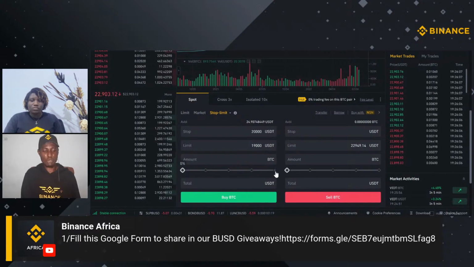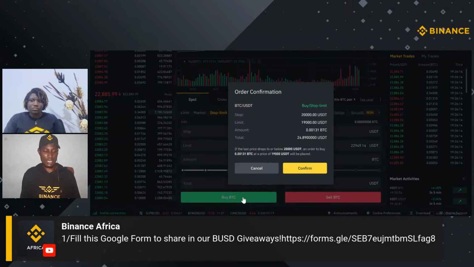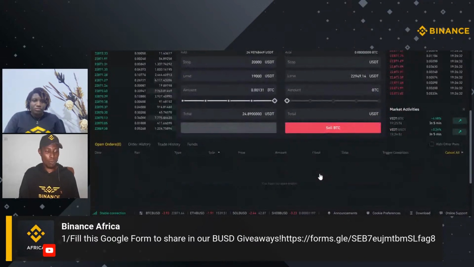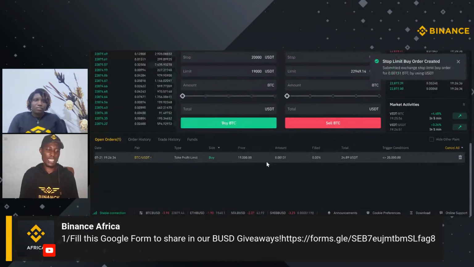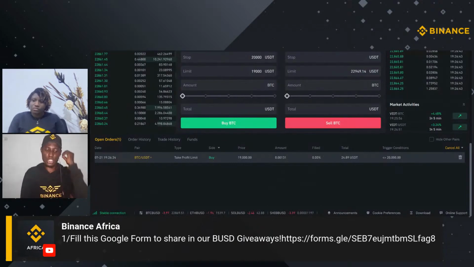So let me say I'm using 100% of my assets in my wallet. I'm using the 24.89 USDT I have in my wallet. So when I tap on buy now, you get a notification explaining it to you further. It says, if the last price drops to 20,000 USDT, an order to buy 0.00131 BTC at a price of 19,000 USD will be placed. So my order is not actually placed immediately. I tap on confirm now. My order is simply waiting for Bitcoin to get to 20,000 USDT before it gets placed on the order book, before I join the queue to buy.